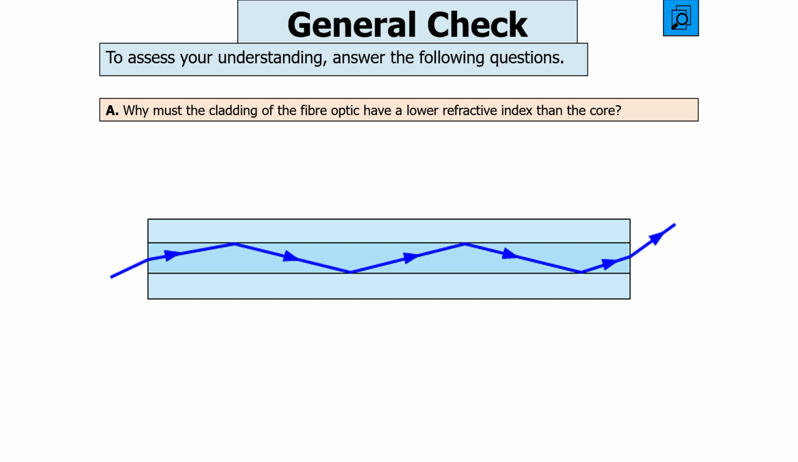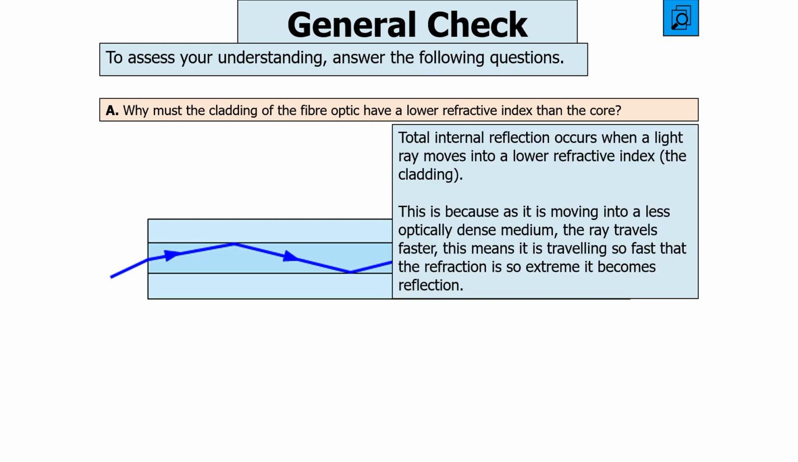So pause the video now, then unpause the video when you want to go through your answer. Total internal reflection occurs when a light ray moves into a lower refractive index, the cladding. This is because as it's moving to a less optically dense medium, the ray travels faster.